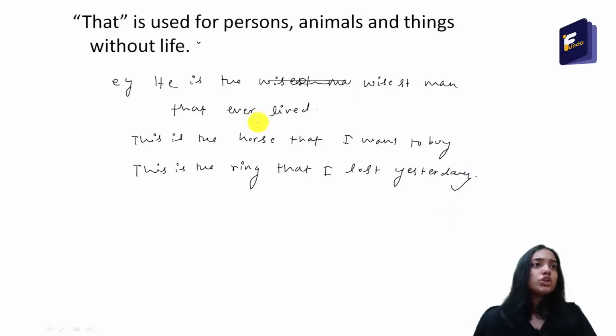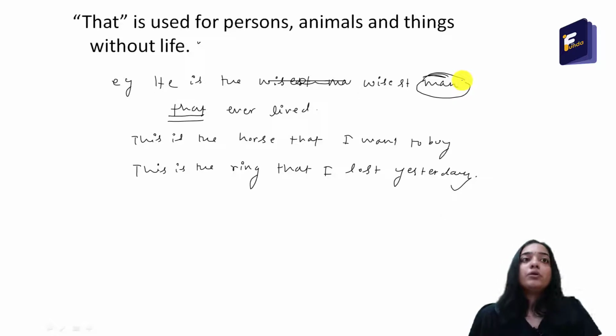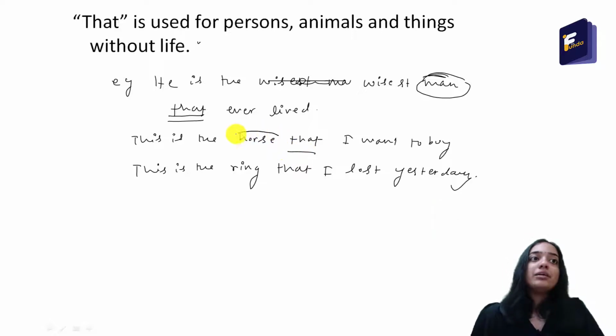Okay. So here you can see that he is the wisest man that ever lived. So that is referring to man. Okay, man is the antecedent. Man is a person and that is referring to a person. So that can also be used for a person. This is the horse that I want to buy. So here the relative pronoun that is referring to a horse which is an animal. So that can also be used for an animal, as we have seen here that it can be used for animals, persons, things.